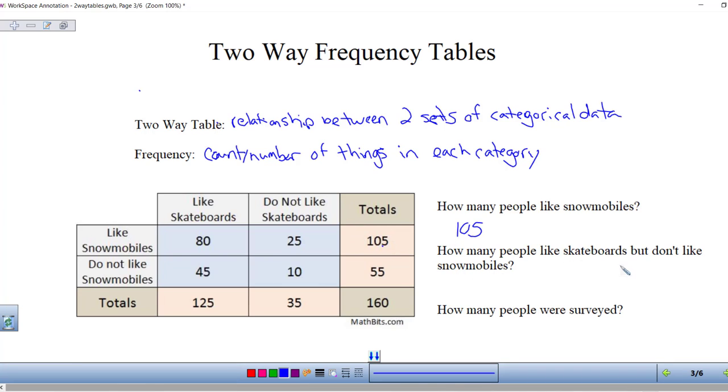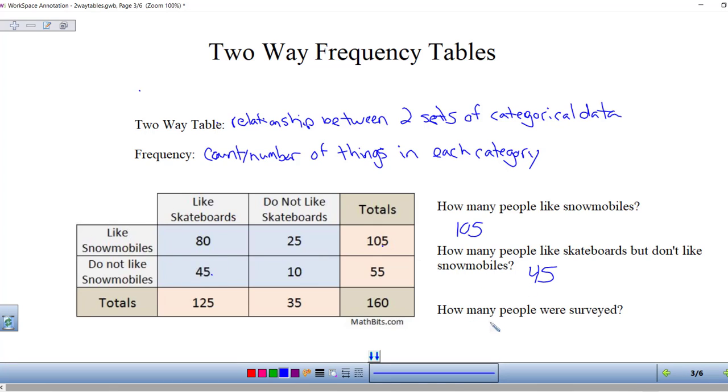How many people like skateboards but don't like snowmobiles? So this time we're looking under the like skateboards category, and I want to go down to don't like snowmobiles. So this would be 45 people. The 80 means that they like skateboards and they like snowmobiles, and we want the ones that like skateboards and don't like snowmobiles. So we can just see where those categories intersect to find that frequency. 45 people like skateboards, but they don't like snowmobiles.